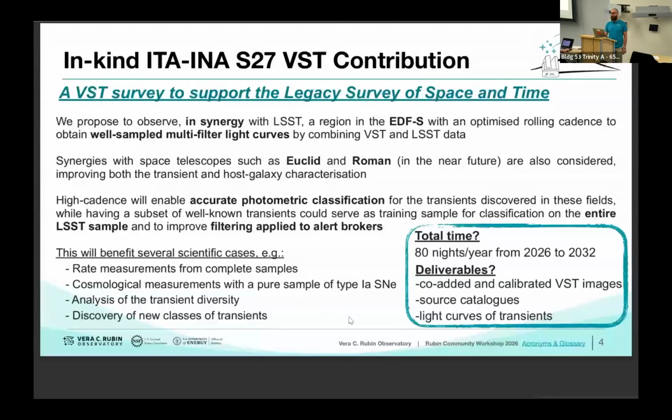The idea is that we want to observe in synergy with LSST one specific small region within one of the DDFs. At the beginning, we decided to focus on EDFS. The reason is that, as we already discussed before, it's important for synergies with Euclid and in future also with Roman. And it was the only DDF that was not yet observed by VST, as I will show at the end of the talk. What we plan to do is observe 80 nights per year from 2026 up to 2032. The deliverables are coadded and calibrated images, source catalogs, and also light curves of transients that we plan to release as soon as possible together with LSST, so you can enrich the light curves.